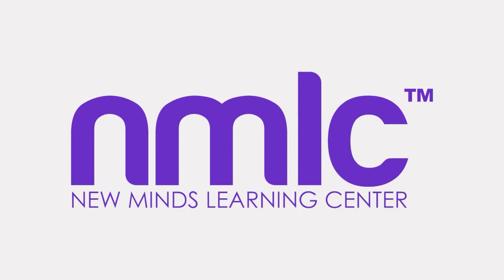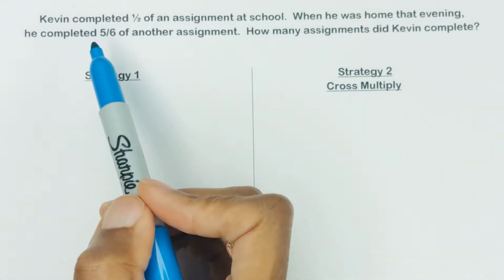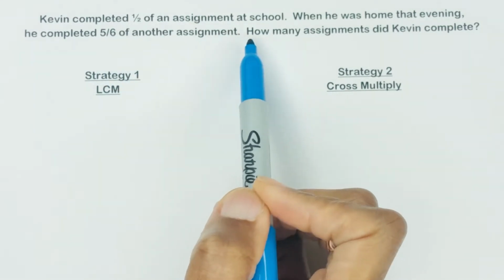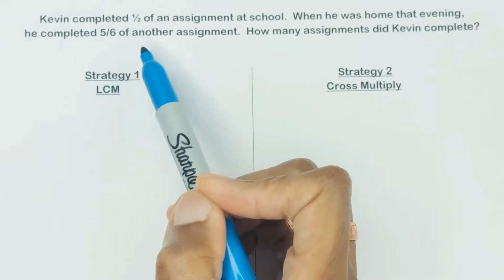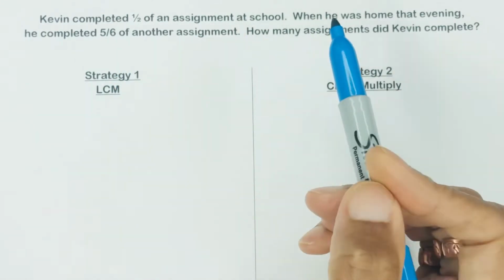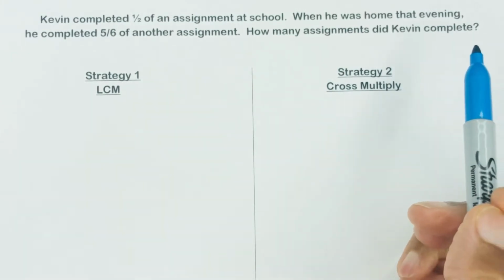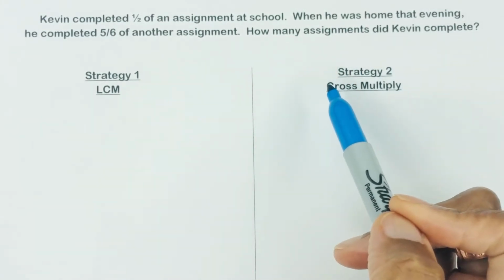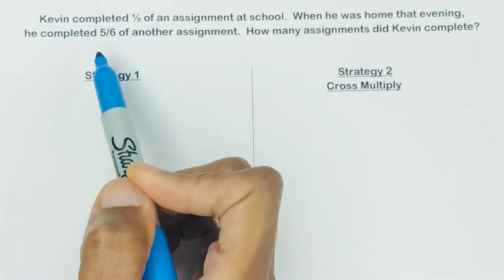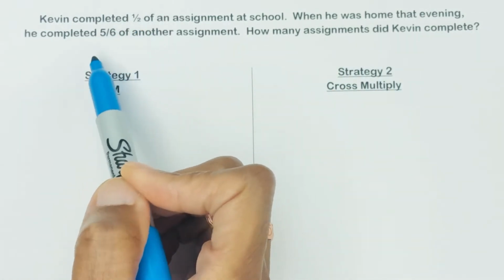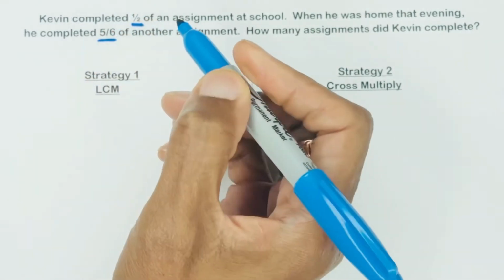Let's take a read of this. Kevin completed half of an assignment at school. When he was at home that evening, he completed 5/6 of another assignment. The question is asking, how many assignments did Kevin complete? It's a very simple question. We know that if it's asking how many assignments he completed, that is asking us to add these two fractions. So we're adding a half plus 5/6.